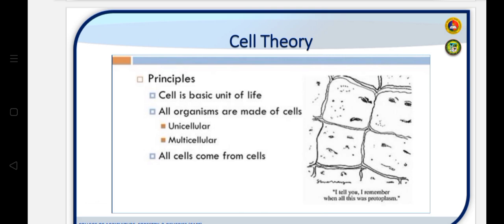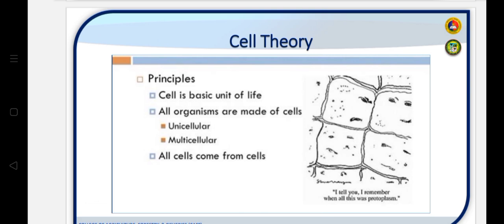And then we have the third principle. It states that all cells come from cells. So this means that new cells are produced only from existing cells. Cells do not just appear out of nowhere. So in short, life comes from life. A new cell is always made by another cell.